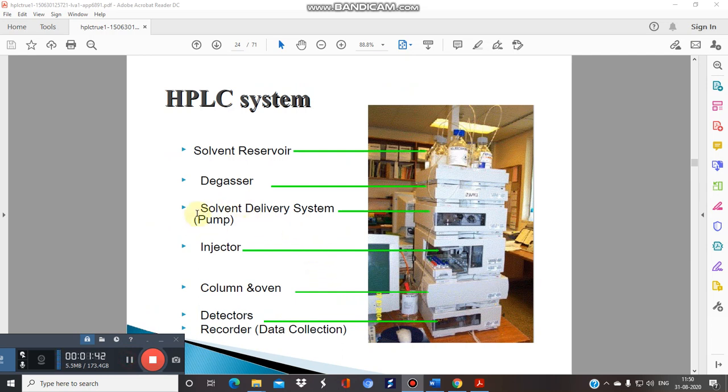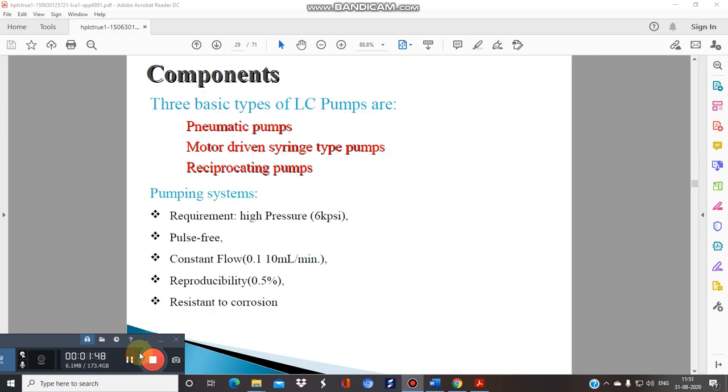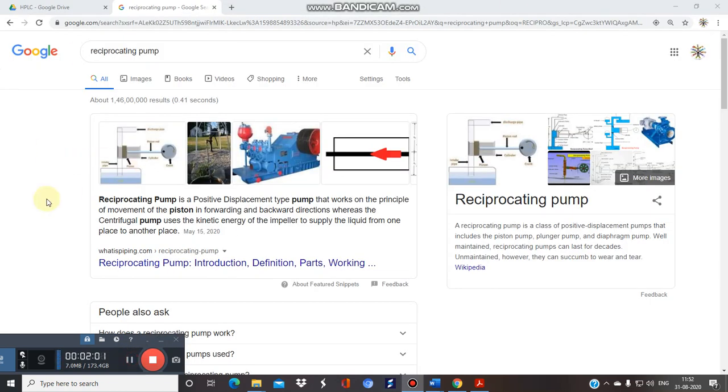So let's see the most important component, the solvent delivery system or the pumps used in the HPLC instrument. There are different types of liquid chromatography pumps, like pneumatic pumps, motor driven syringe type pumps, or reciprocating pumps. These are very important. The reciprocating pump is sometimes known as the positive displacement pump, which works on the principle of movement of a piston in forward and backward direction. So very simple.